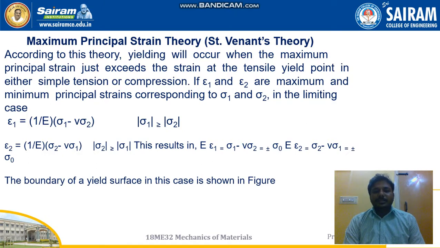Strain is nothing but when it changes from the initial position to the original position, or it might be a deflection, or it might be a deformation which causes a change in length over the original length. So according to this theory, yielding will occur when the maximum principal strain just exceeds the strain.